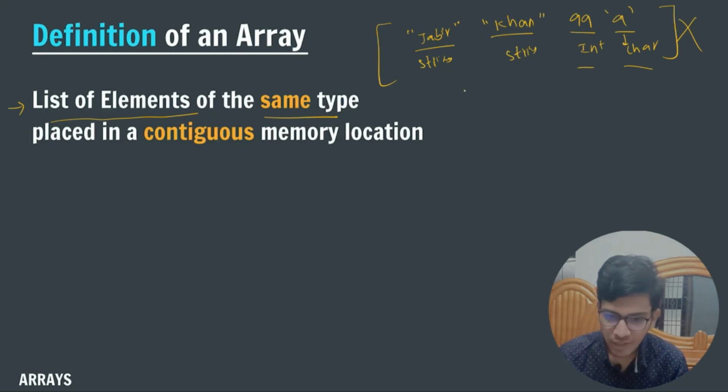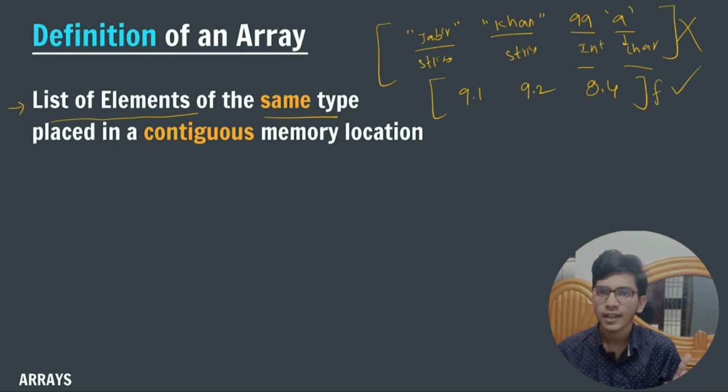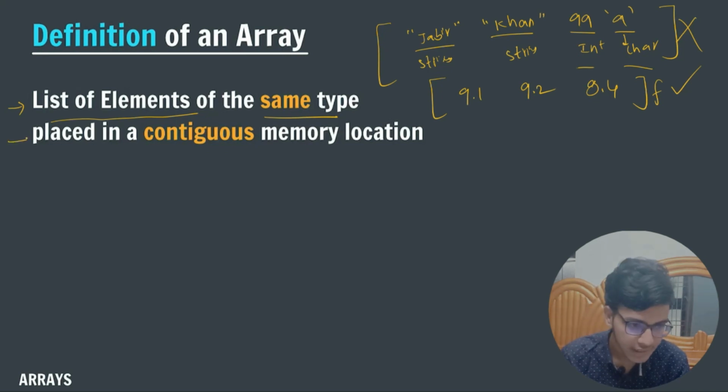So I can store 9.1, 9.2 and 8 point something 4. So here I can store this because this is a float and this is accepted. The data which is provided here is similar or the same. So the data should be the same. After that, the second line. In the second line, placed in continuous manner.